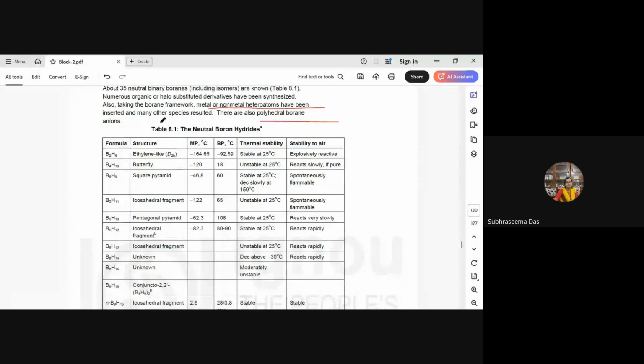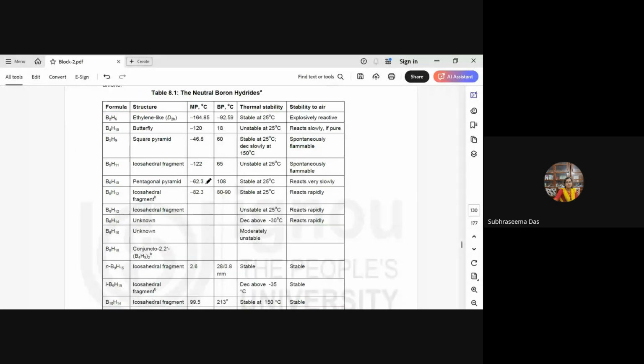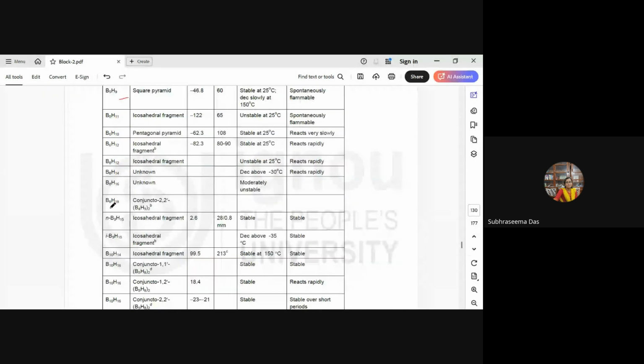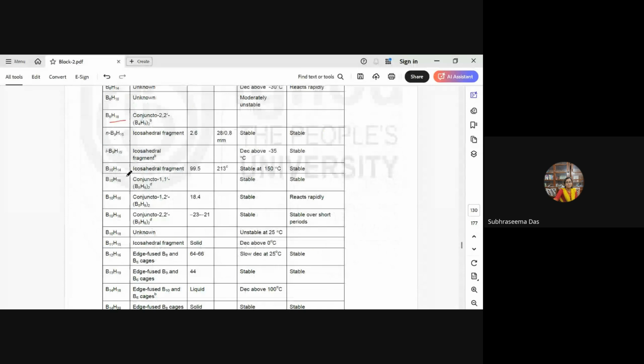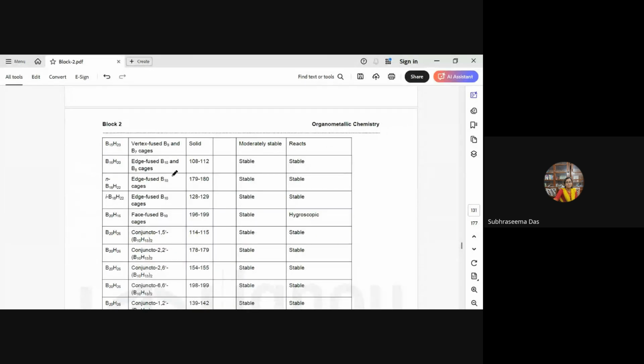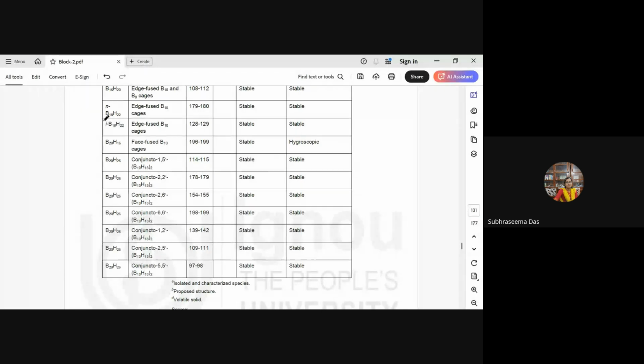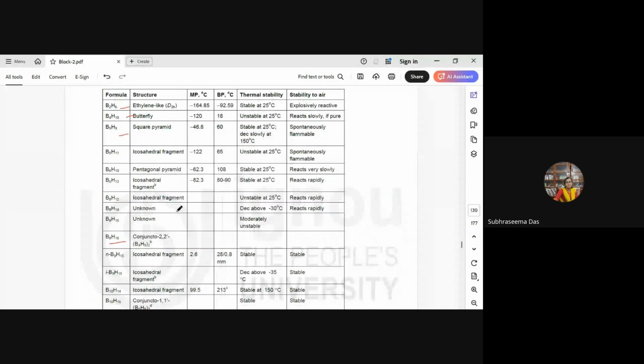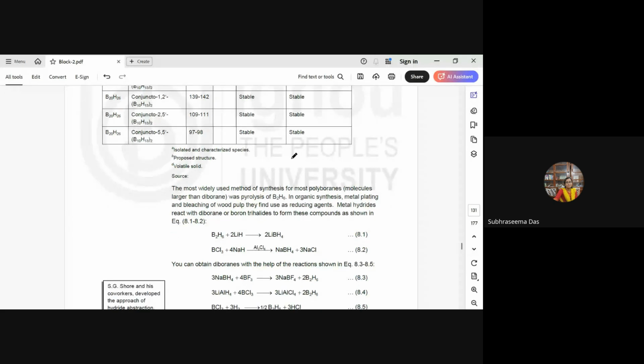If we look into this table 8.1, the neutral boron hydrides have been shown. First is B2H6, B4H10, B5H9, then B8H18, and the list continues. We can see this is a huge list of the boranes, which form different types, and their geometry has also been listed here. Since they are very widely used, the most widely sourced method of preparation of most boranes was first by the pyrolysis of B2H6.